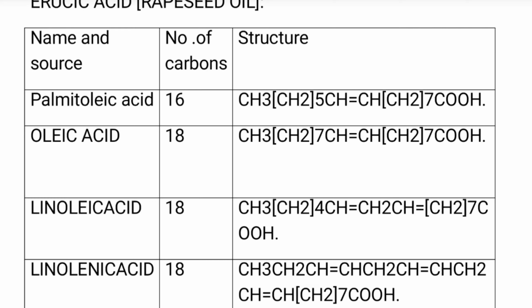And next oleic acid. When you observe oleic acid, linoleic acid and linolenic acid, all these have 18 carbons, but the arrangement of these three is divided based upon their double bond. Okay, so when you observe oleic acid, it has one unsaturated double bond, that's why it is known as a mono unsaturated fatty acid.